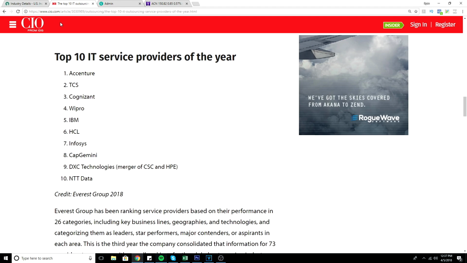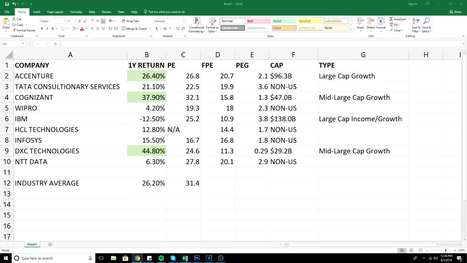I'm not sure what this site is, but it outlined the top 10 IT service providers of the year, and this is from Everest Group 2018. They must be some kind of analysis group. And so I took these 10 companies and I started a spreadsheet down here, and maybe you want to use Excel, maybe you want to use Google Docs, whatever your preference is.